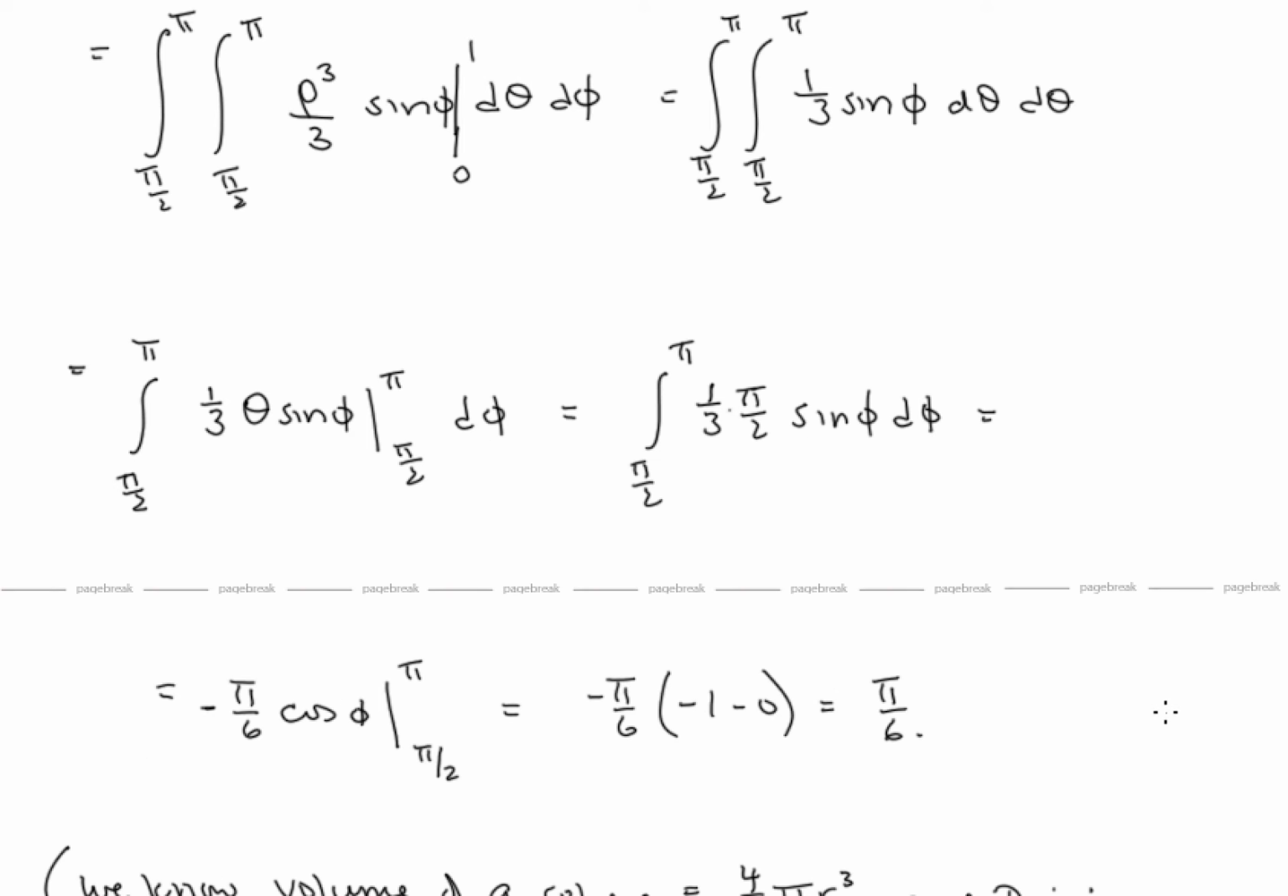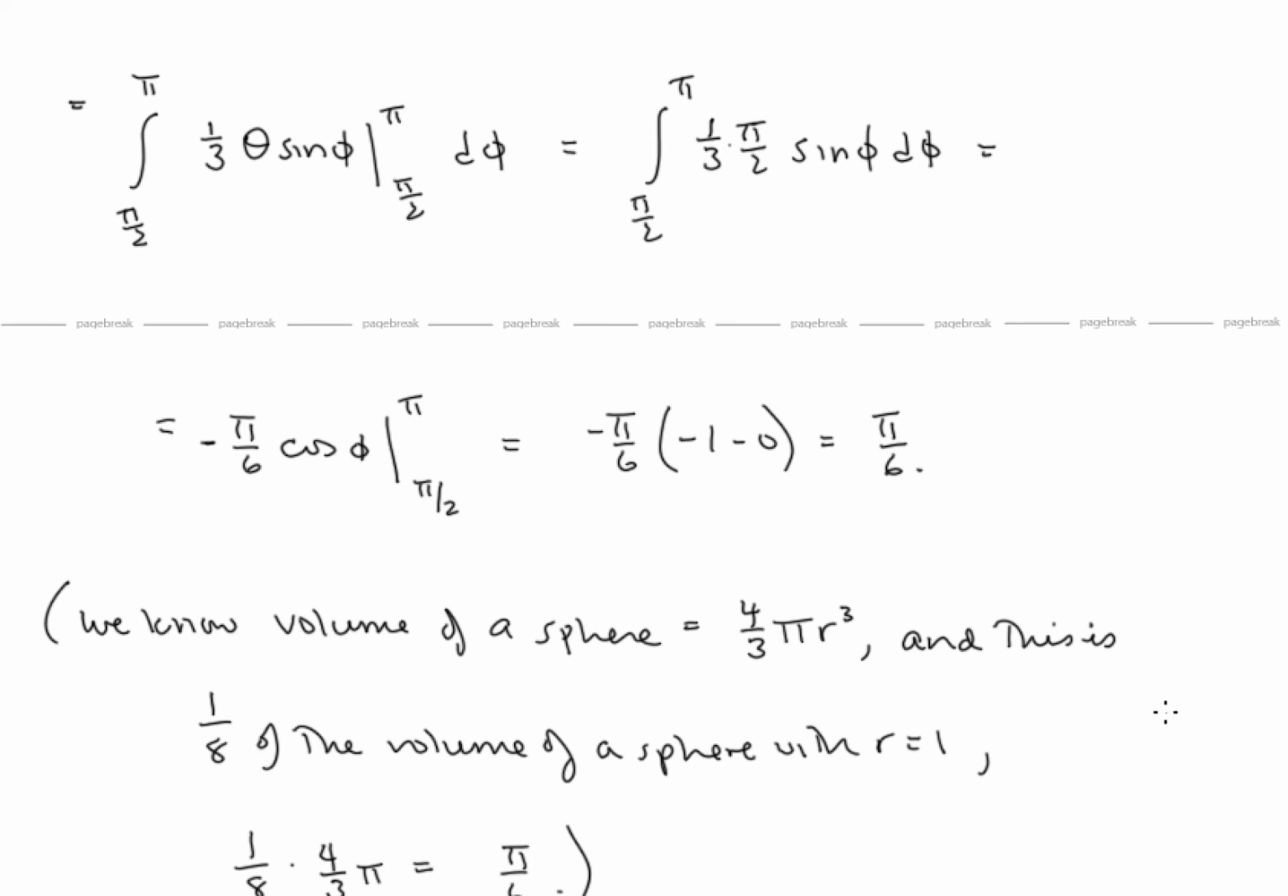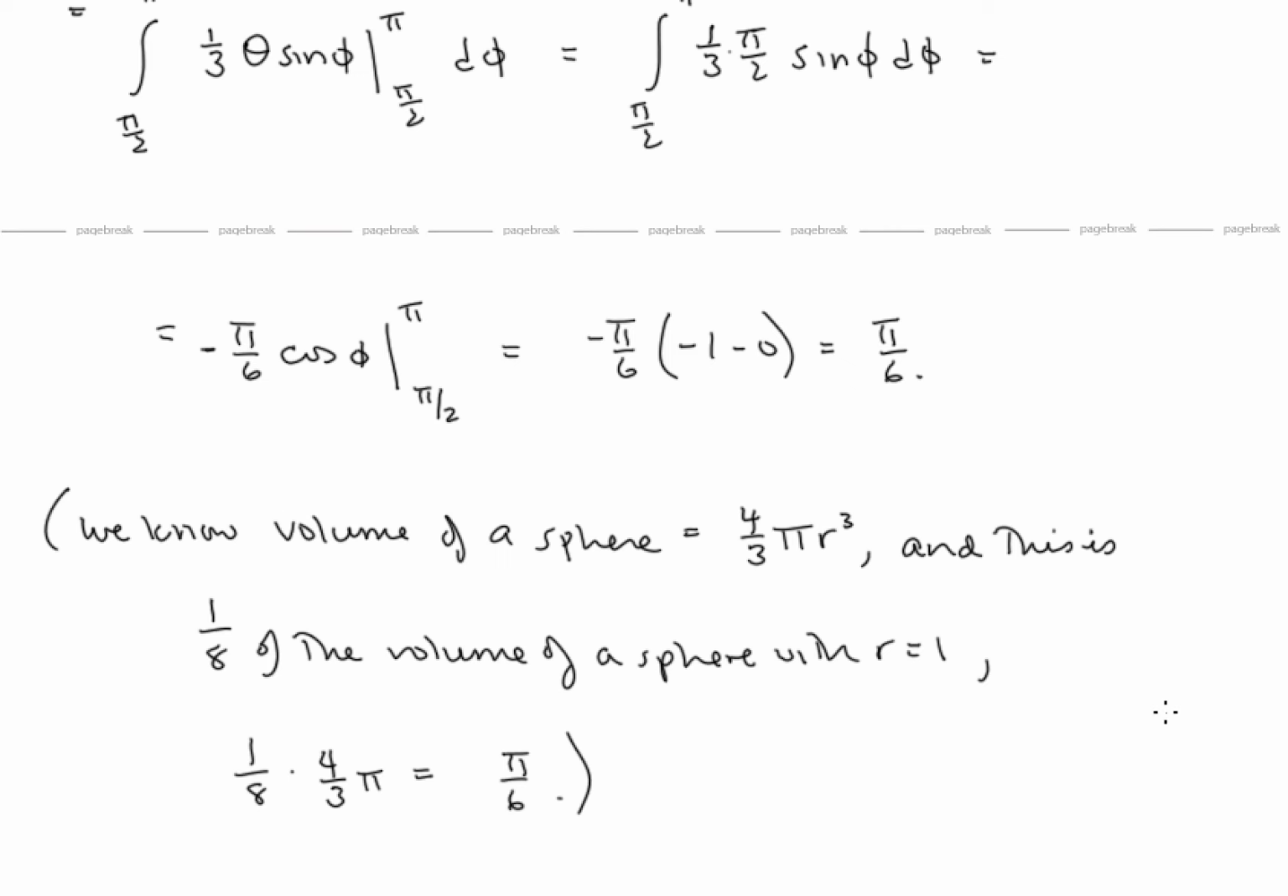And we get pi over 6. Now if you remember the formula for the volume of a sphere, 4/3 pi r cubed, what we found was 1/8 of the volume of the sphere of radius 1. So that gives us the same answer of pi over 6.